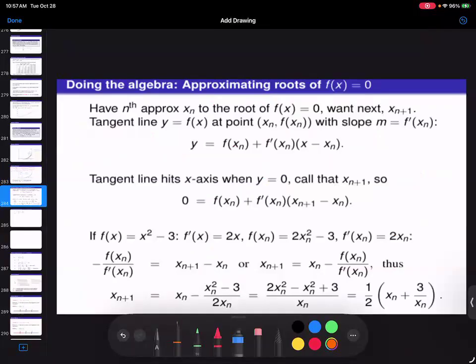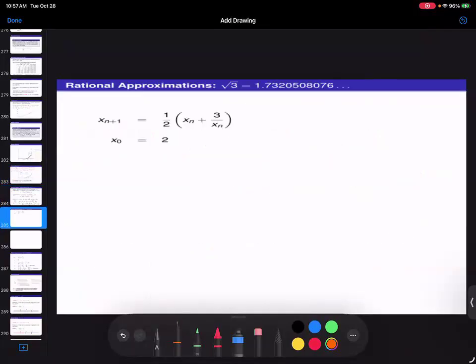And so this is, going through again, just doing all the algebra, showing how we get it. So let's see how good it does. So here's our formula. xn plus 1 is 1/2 times xn plus 3 over xn. x naught equals 2. Does everyone agree that this is not a particularly great initial guess for the square root of 3? I'm not stacking the deck by choosing something terrific.